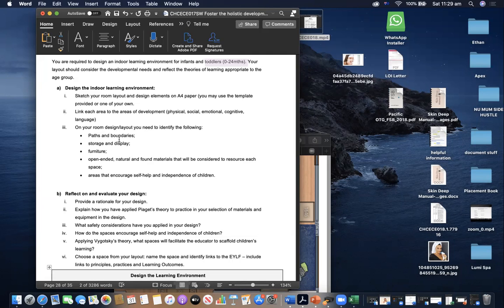Don't forget to have paths, boundaries, storage, your furniture. Write it all on your map. Make it very, very detailed, okay? I don't expect amazing drawings. I would just be drawing boxes and circles, but just write down where things should be.